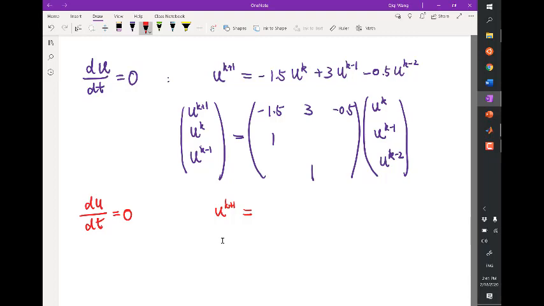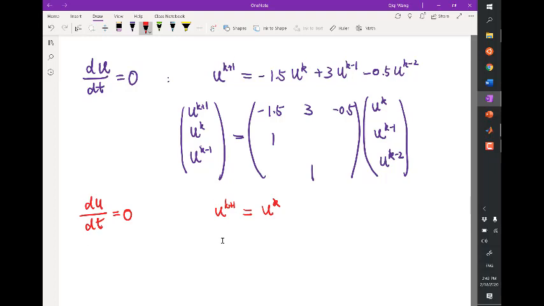If we apply forward Euler to solve du dt equal to 0, u of k plus 1 would be equal to uk. Forward Euler is uk plus 1 equal to uk plus delta t times the right hand side, which is 0. So uk plus 1 equal to uk.